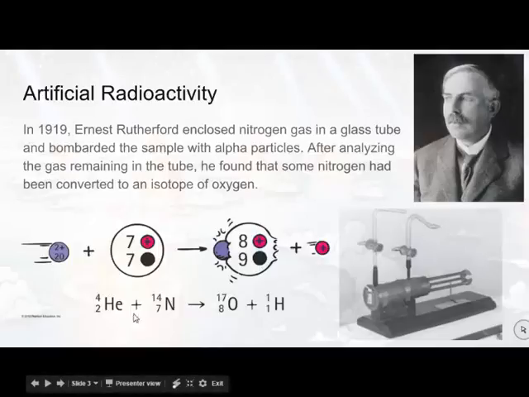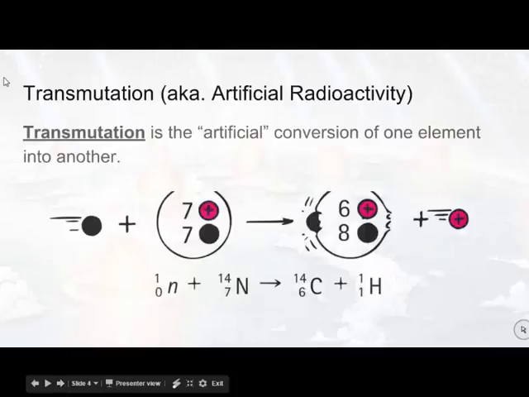And so you can see here the picture of the reaction that took place. So we took our alpha particle, so our 4/2 He, we hit the nitrogen atom with it, and it actually absorbed it, and then it shot out a proton. And so that nitrogen was converted into a new element. We call this process of creating a new element or converting one element into another artificially transmutation.